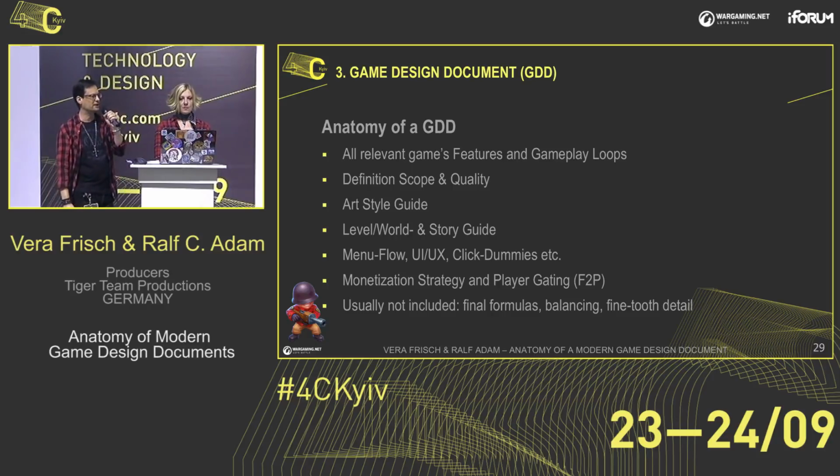Obviously, at the end of the game design phase, you should have an art style guide. Do we go realistic or fantasy or cartoony, whatever, level and world documents, all that kind of stuff. You should have a first menu flow, click dummies and stuff like that. We're going to take a look later at how these could look. If you're doing a free-to-play game, this is also another time to define what's our core monetization strategy. Do we mostly do in-app purchases, or do we have other kinds of things we want to sell in the game, or do we have energy mechanics, whatever.